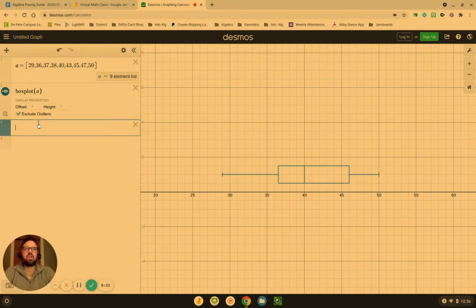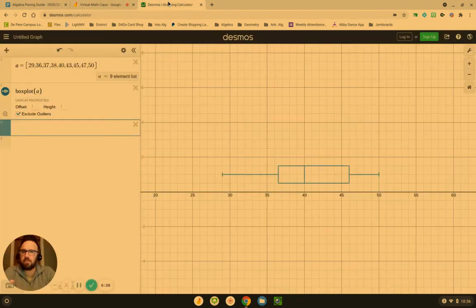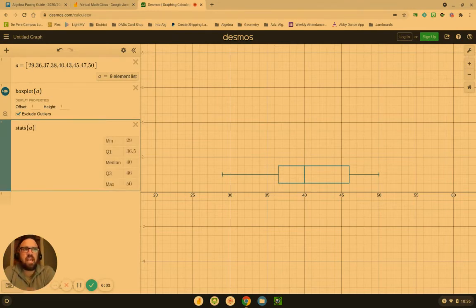Now, how do you figure out what the 5-number summary is? There's a nice nifty way. It's called stats, S-T-A-T-S, of A. And look at that. It gives me the 5-number summary straight up for us. The minimum 29, Q1 is at 36.5, median is at 40, Q3 at 46, and the max is at 50. So Desmos does a lot of the work for us.